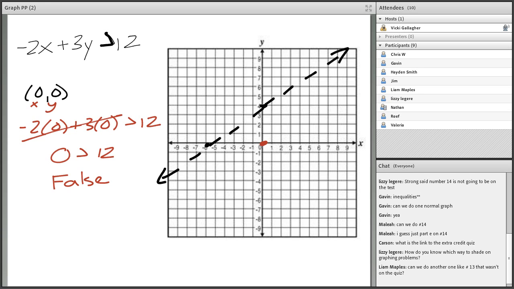So what I normally tell my students to do, I'll tell my students, put your pencil on 0, 0. If it is false, hop over the line, and you're going to shade this side of the line. If it's true, you just put your pencil on the dot, and then you shade on top of the dot. So that's how you can tell where to shade. You can pick a test point and see if it's true or false. If it's true, you want to color on top of it, and if it's false, you want to color away from it. I hope that helped.